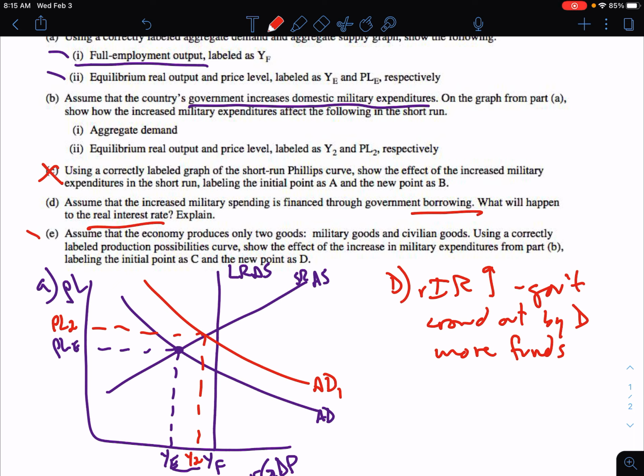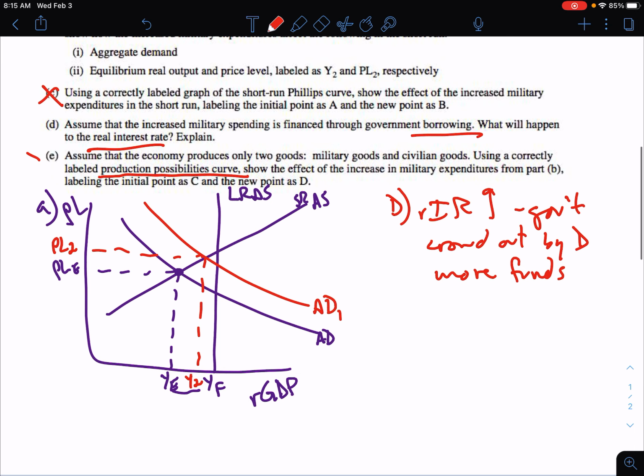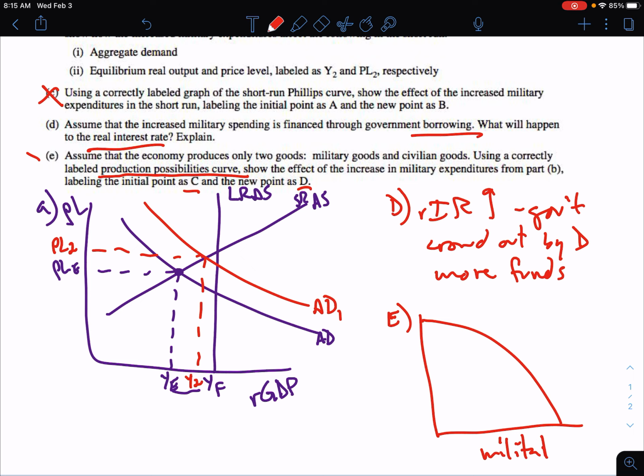Okay, now for Part E, assume that the economy produces only two goods, military and civilian goods, using a correctly labeled production possibilities curve. Show the effects of the increase in military expenditure from B, labeling the initial point as C and the new point as D. So I am embarrassed to say that this is something that I initially was not paying close enough attention to, and I actually made a mistake and got it wrong. So it definitely happens. So you've got military and civilian. So you've got C and D. C is the initial and the new point is D.